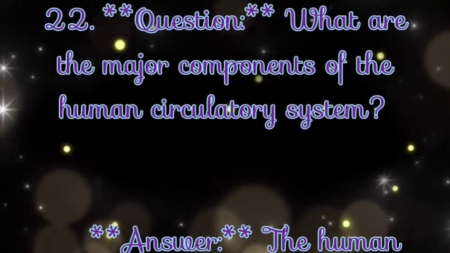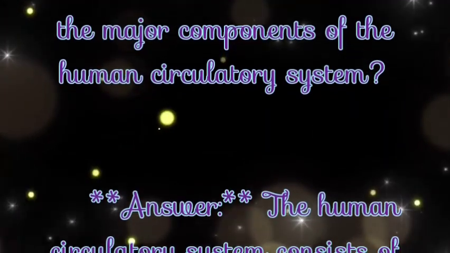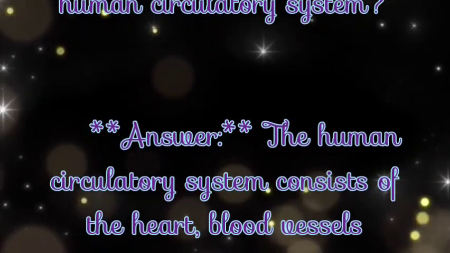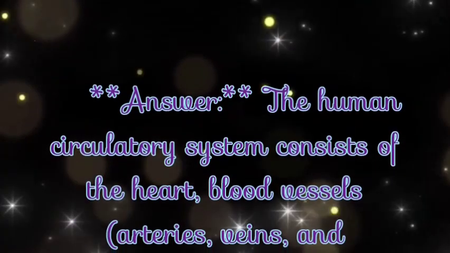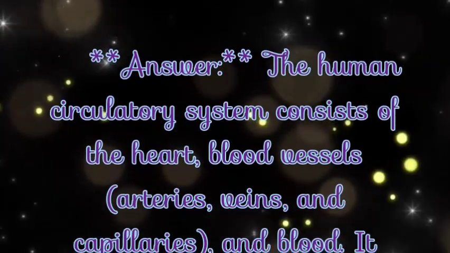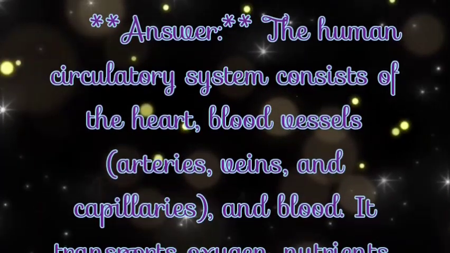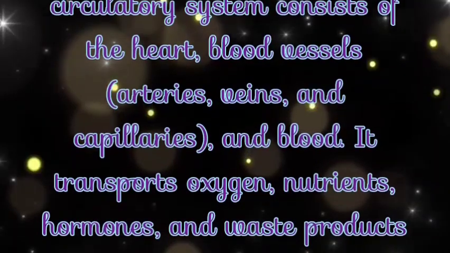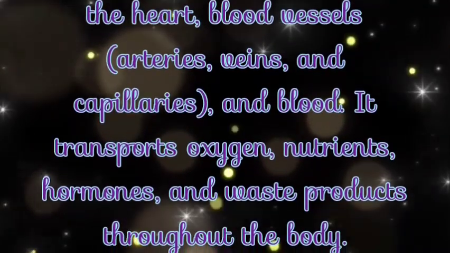Question number 22. What are the major components of the human circulatory system? Answer. The human circulatory system consists of the heart, blood vessels, arteries, veins and capillaries, and blood. It transports oxygen, nutrients, hormones, and waste products throughout the body.